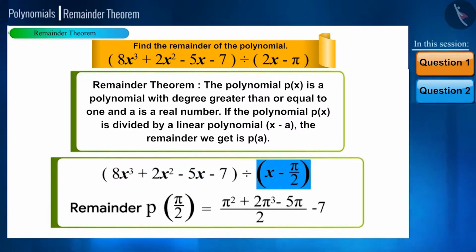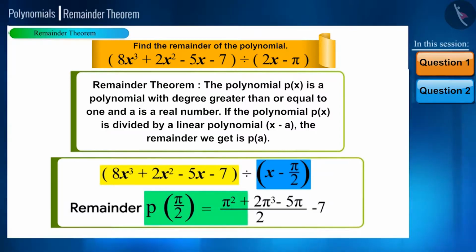Let's compare this with our example. Here we are dividing the polynomial p of x by a linear polynomial x minus pi by 2. We got the remainder p of pi by 2 as (pi squared plus 2pi cubed minus 5pi) divided by 2 minus 7.